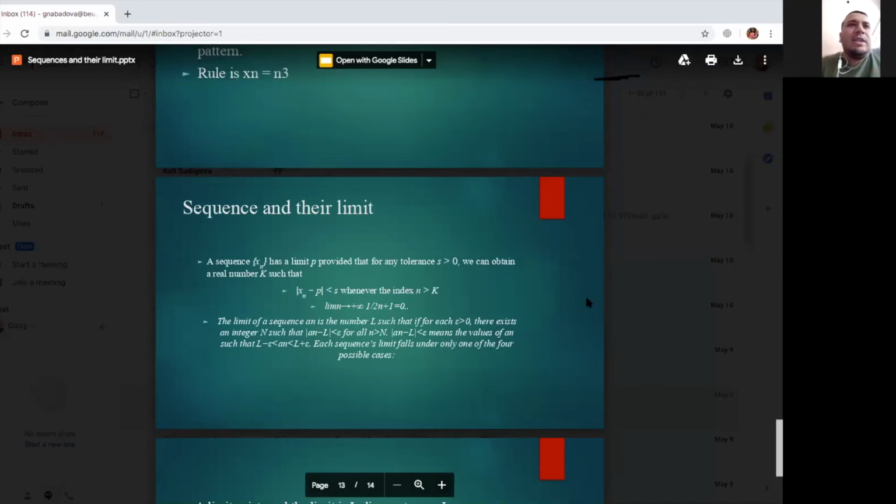A sequence xn has a limit p provided that for any tolerance s greater than 0, we can obtain a real number k such that the absolute value of xn minus p is less than s whenever the index n is greater than k. Limit as n approaches infinity.